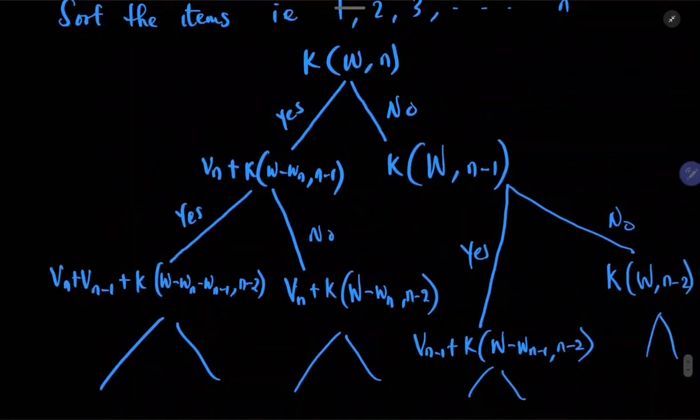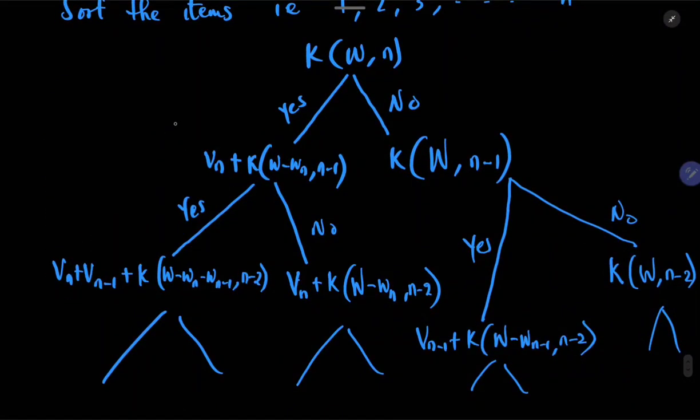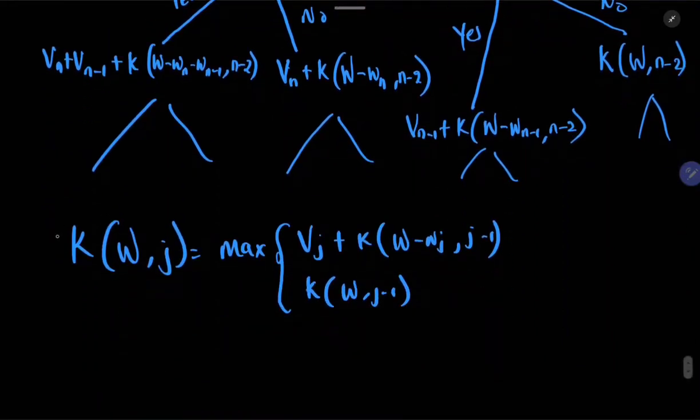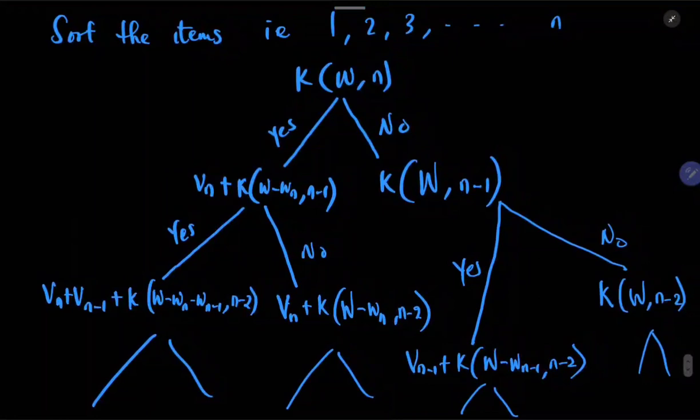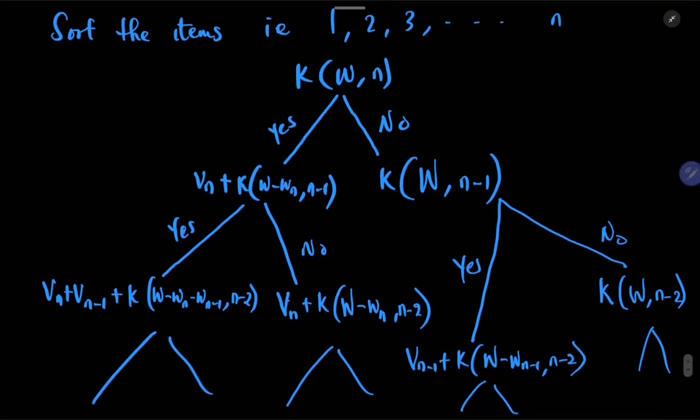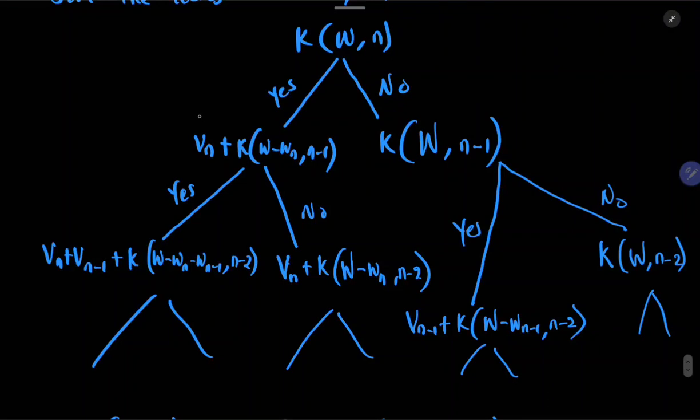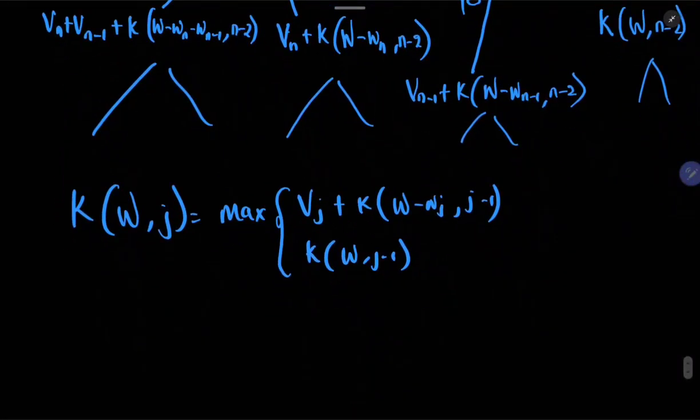For the sake of simplicity, we defined what the value of our knapsack should be from this point. We want to find the maximum between this and this, representing the value of everything underneath it. Supposing this is our leaf, we want to choose the maximum. So we go either this or this. This is what this formula says.